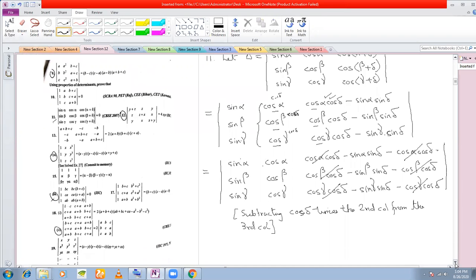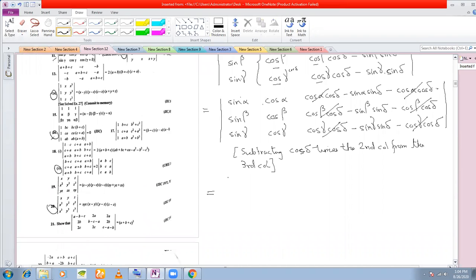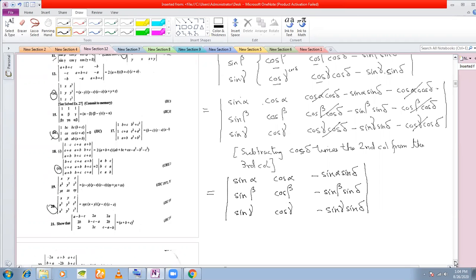This cancels. So what are we left with? Before we proceed, let us write the resulting determinant. Sin alpha, sin beta, sin gamma, cos alpha, cos beta, cos gamma. And you have minus sin alpha sin delta, minus sin beta sin delta, and minus sin gamma sin delta. This is what results.